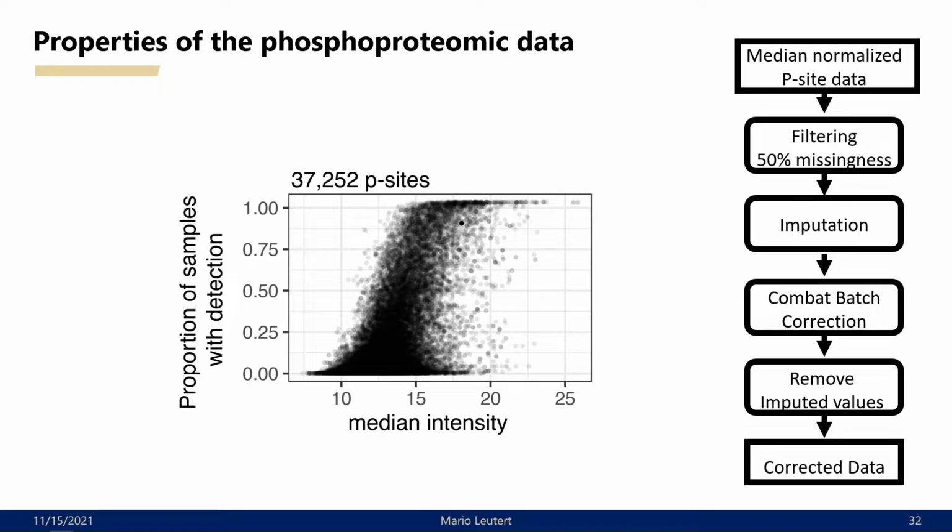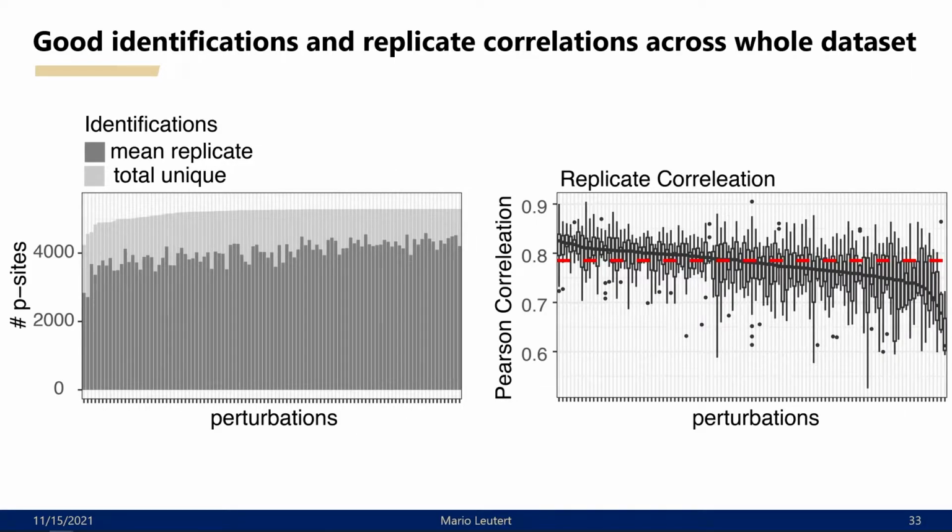In this data frame, we have really good identifications of around 5,000 phosphorylation sites, which are reproducibly measured across all perturbations. Replicate correlation also looks good, with most of the samples having a Pearson correlation above 0.8. Some look quite bad, but that's actually related to the perturbation itself. There are some really harsh perturbations, and they just have a much more stochastic phosphorylation response.